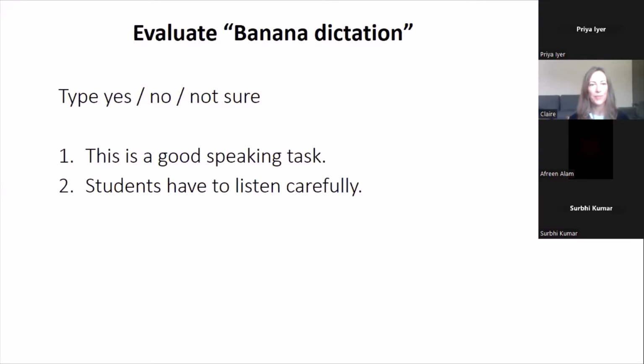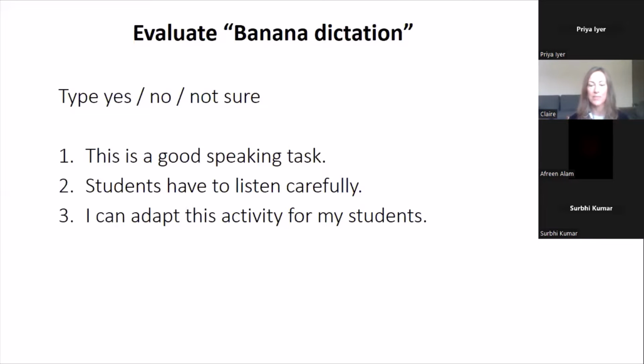Ready for number 2? Students have to listen carefully. Do you agree in the banana dictation? Good, we've moved on to 2 now. They do have to listen carefully, don't they? They have to listen because they're writing down every word. What about this one? Number 3, can you adapt it? Could you adapt this activity? I've shown you 1 example. So number 3. I make sure you're sending these to everyone, not directly to me. Again, people are saying, yes, absolutely, you can use this with higher and lower levels. Use it to practice the language or vocabulary that your students are studying.